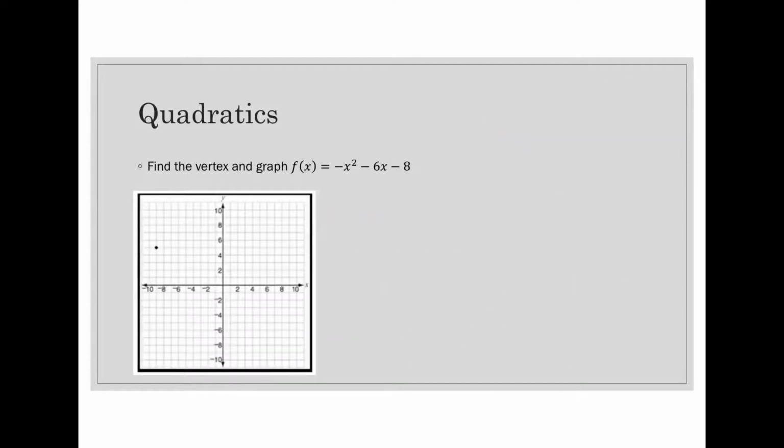All right, so let's take a look at doing some examples here. Okay, so as we look at this example, we're going to first start off identifying what the a, b, and c are for this particular quadratic function, which is in standard form. The a value is -1. Notice we have that negative in front of the x squared. The b is -6, and my c is -8.